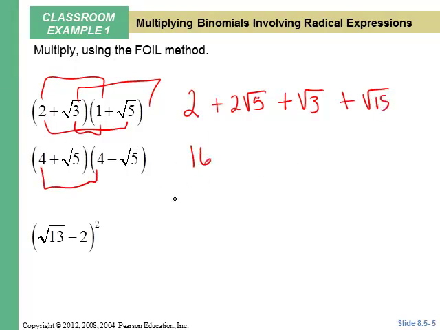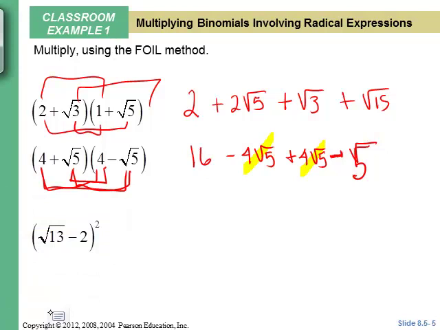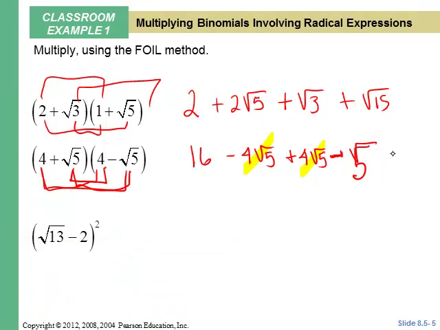Firsts, outsides, insides, last, square root of 5 times the square root of 5 is the square root of 25. So it's minus the square root of 25, which is minus 5. Notice these two are going to cancel each other. And so you're left with, I'm going to change colors here so that you can see that our answer is 16 minus 5, which is 11.